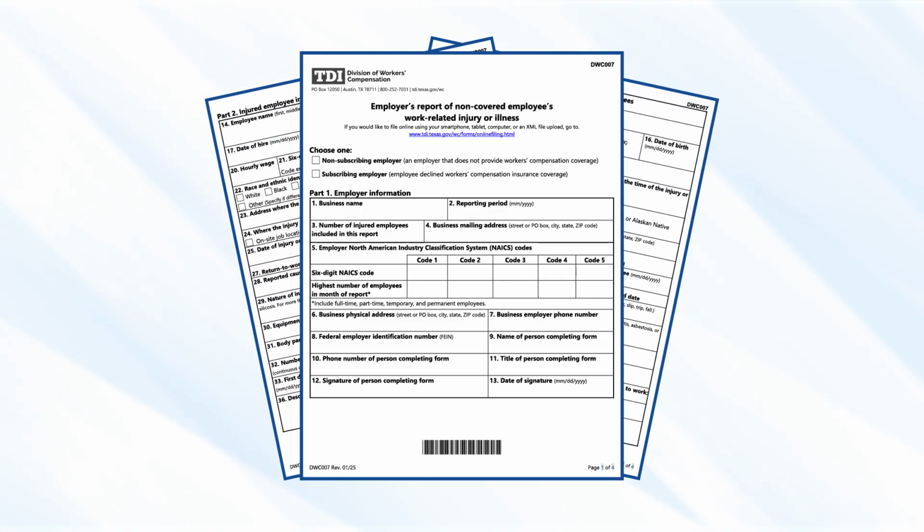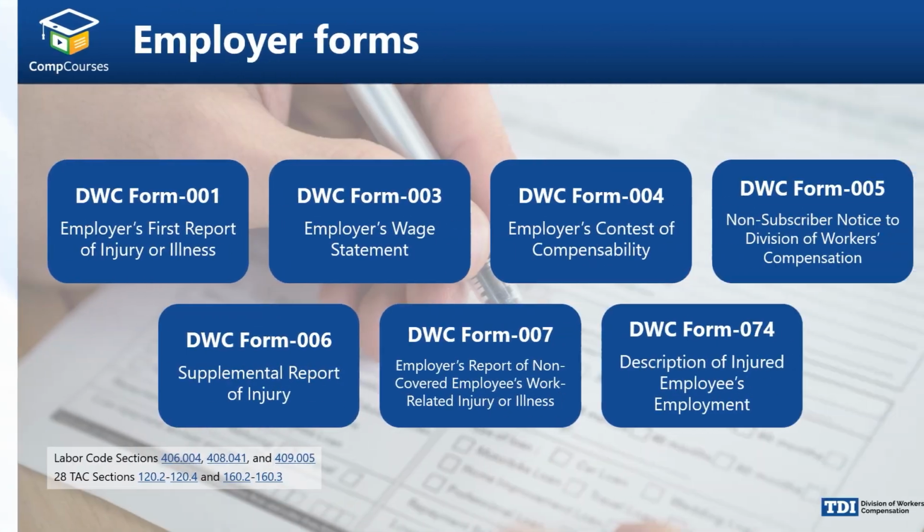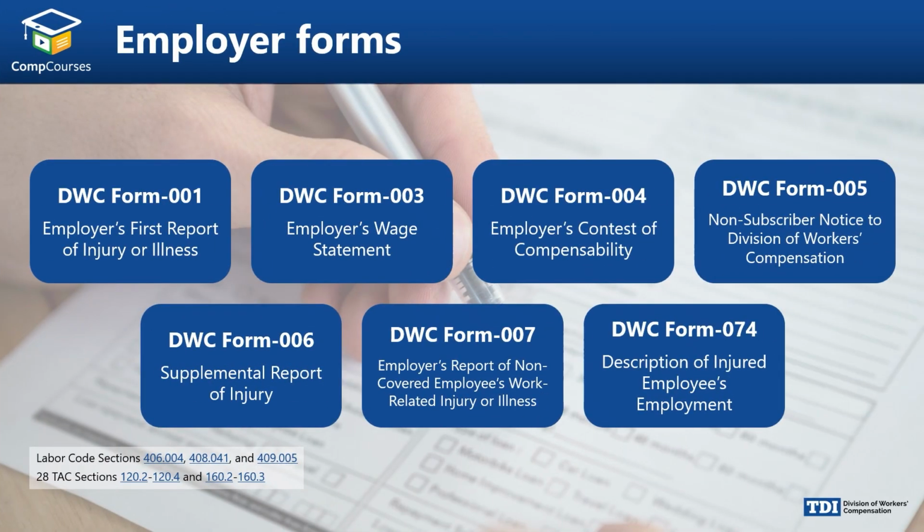Who is required to file this form? Well, a non-subscriber employer is required to file the form if you have 5 or more employees who are not exempt by workers' compensation. Now, if you have an injured employee that opted for not having workers' compensation coverage, the form must be filed as well. And a DWC Form 074. This is a description of injured employee's employment, and it is a very important form because it actually goes along with a DWC Form 073. It is not an employer form, but I'm going to give you a little bit more information on how these forms work together.